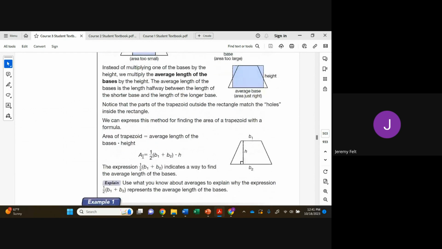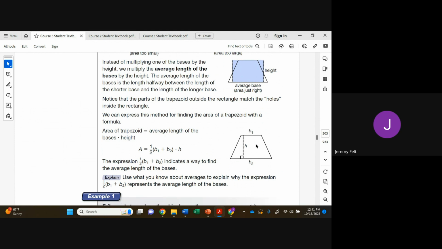And again, this is on your reference sheet. It should be similar to that: 1/2 times base 1 plus base 2, which is the same as base 1 plus base 2 divided by 2, and then we multiply that by the height. And again, it doesn't matter if you call this base 1 or base 2. We take the average of those two and then multiply by the height, and that's going to give us our area.